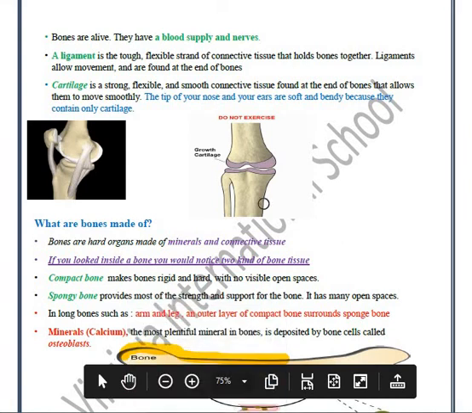Good morning, everyone. Today we're gonna cover the second part of the skeletal system.